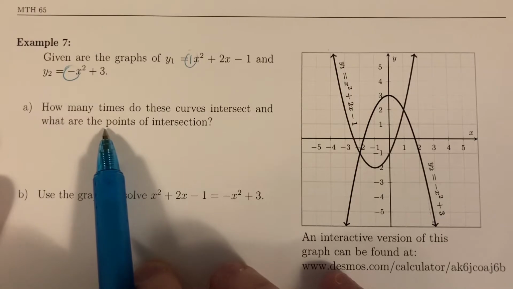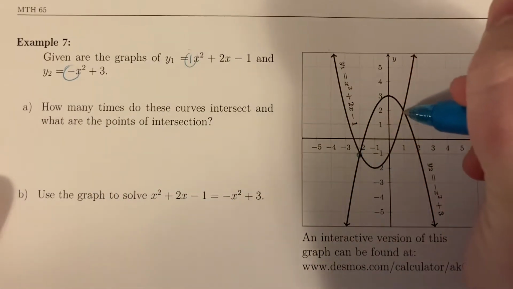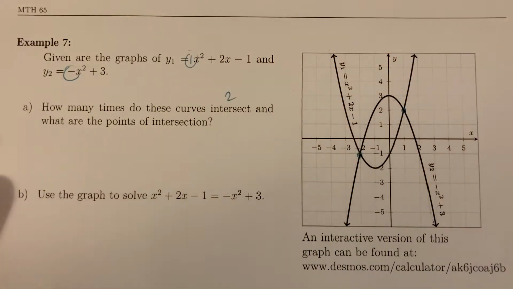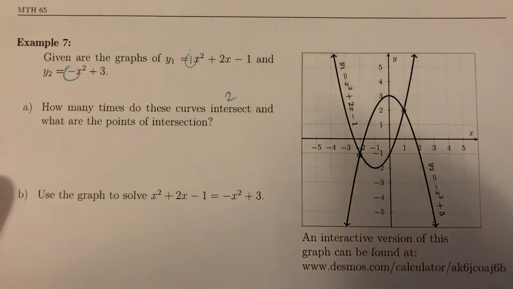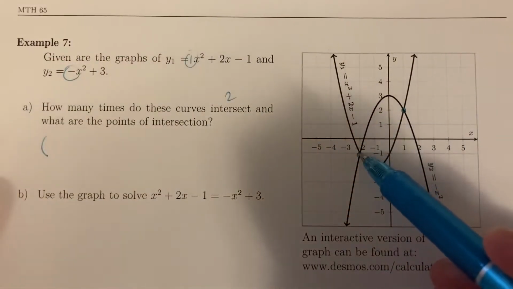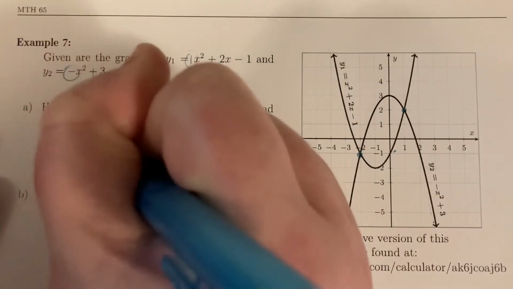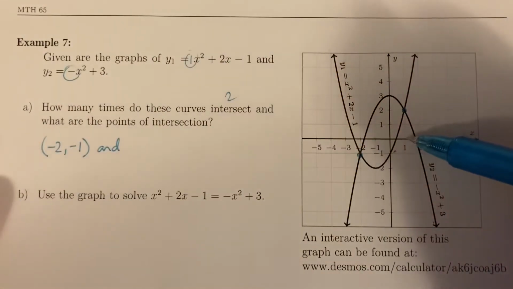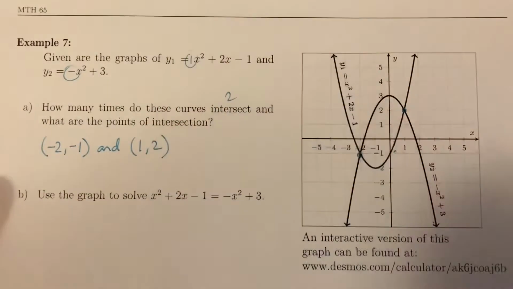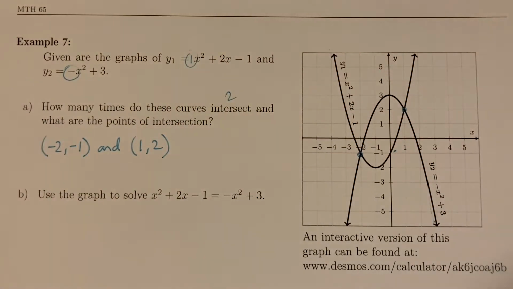Part A, how many times do these curves intersect? Well, I'm seeing 2. So the answer to that is 2 times. And what are the points of intersection? Well, make sure it's x comma y is negative 2 comma negative 1 for the first point. And the second point, x equals 1, y equals 2. So most people get the points of intersection right, which is awesome.